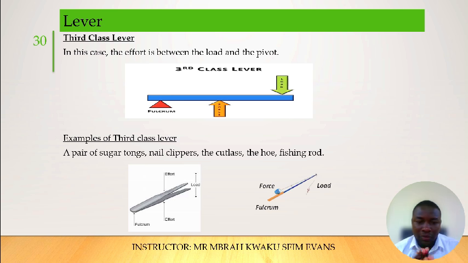Like the pair of sugar tongs, when you go to a party and they are serving chicken, there is this pair of tongs which you use to pick the fish or chicken. You see that you apply the force, the effort is at the middle, and the load is the chicken you are going to pick, and the pivot is at the end of the pair of tongs. So that is an example of a third class lever.